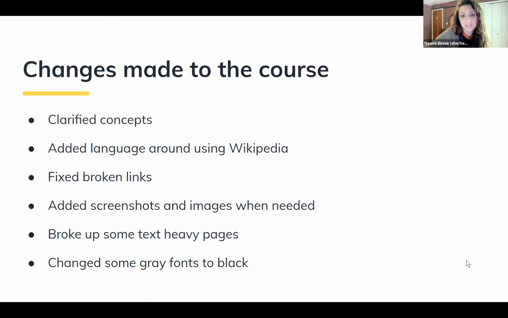So some of the changes that we made to the course after hearing from students. We clarified concepts. We added that language around using Wikipedia. We fixed broken links. We added screenshots and images. We had some text-heavy pages, and we've heard different things from students over the years. Some students say, I'm more likely to read it when there's more text because it means it's important. And then other students will say, I don't want to read something that's so text-heavy. So there are a variety of ways to approach that, but we decided to break it up. And we also noticed that Canvas had turned some of the fonts gray, so we turned them back to black just to make it easier. Next slide.